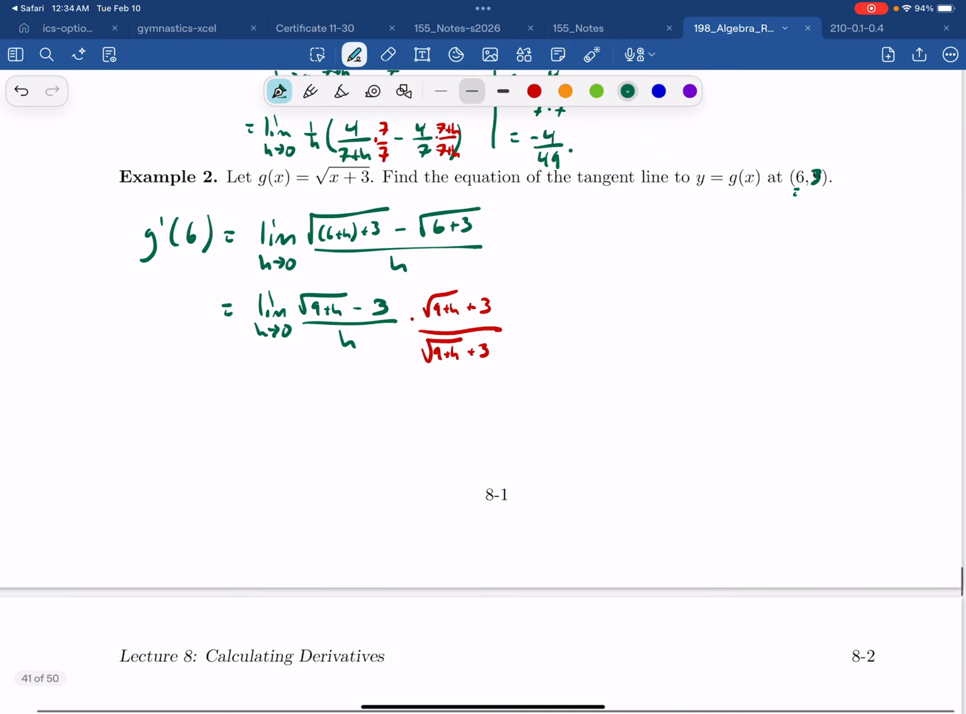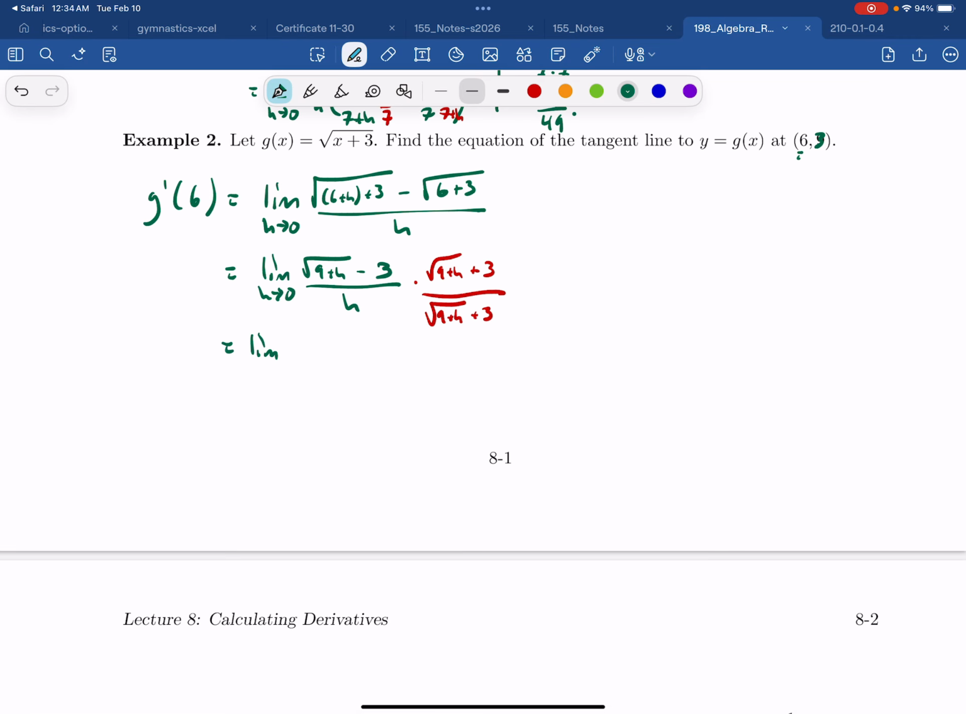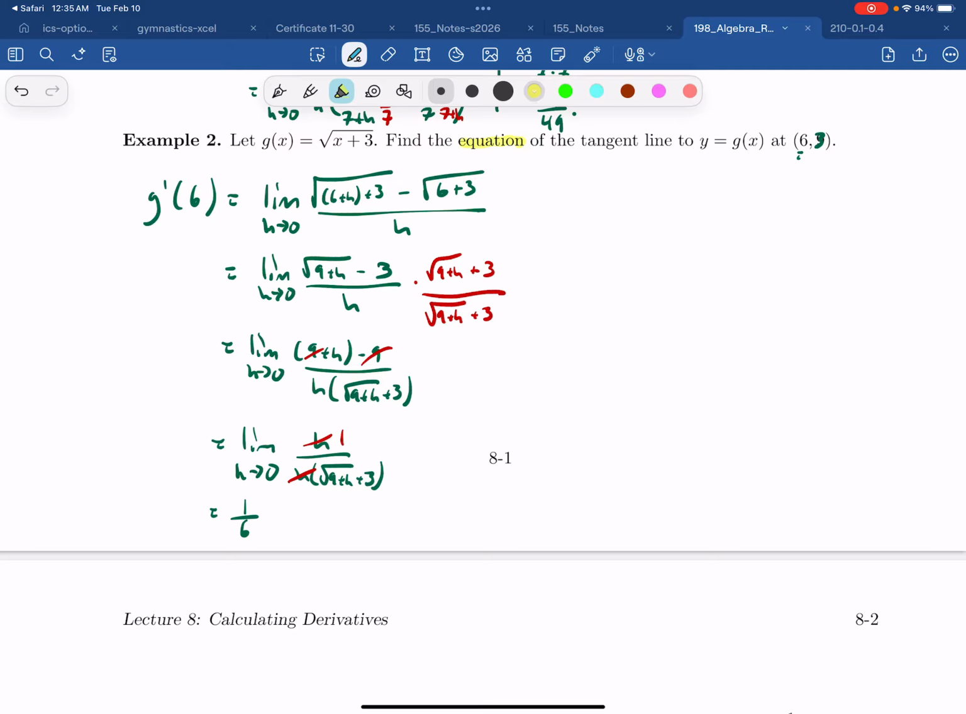Right? Now remember, top gets cleaned up, the bottom looks even messier, but we do not simplify, right? So we're going to get on the top 9 plus h minus 9. Bottom is just h times all this junk. And sure enough, these 9's cancel. We're left with limit as h approaches 0 of h all over h times root 9 plus h plus 3. And then these cancel out. We replace that with a 1. And then we plug in and we get our answer, right? 1/6. Now note that it asked us for the equation of the tangent line, right?